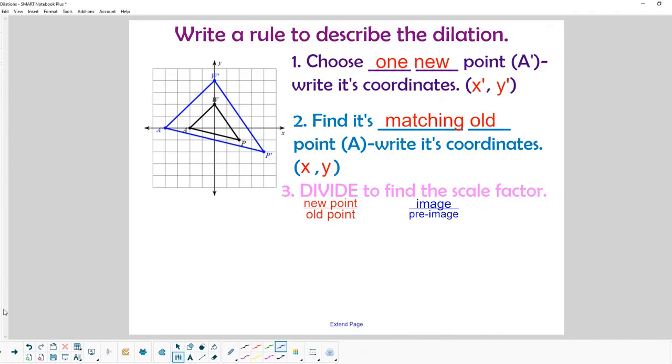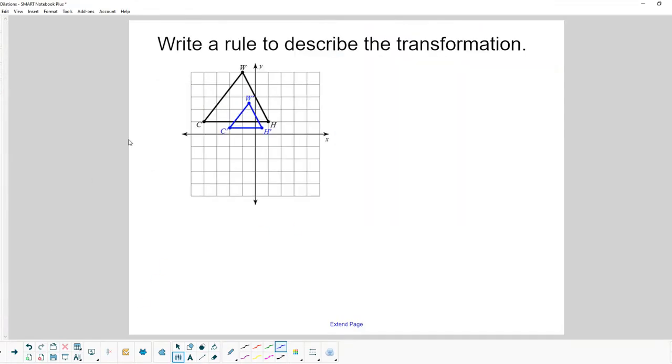So write a rule to describe the dilation. Choose one new point, A prime, write its coordinates, and then find its matching old point, A, write its coordinates, x, y. So we're kind of doing the new image first, and then the old image second, and then we're dividing the new image's values by the old image's values, and that gives us a scale factor. So let's do one of those.